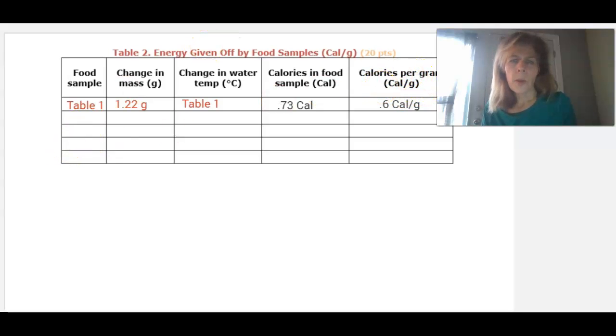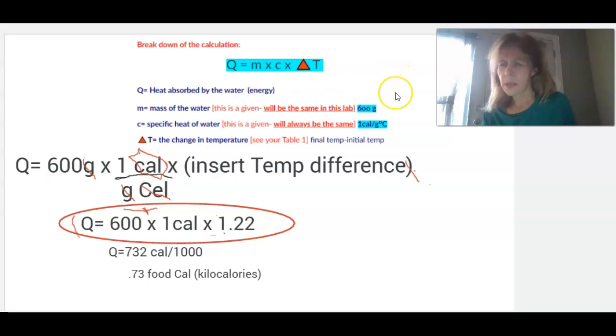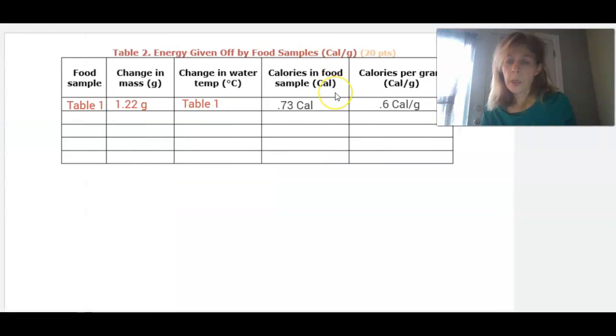So I agree the way the book did it was a little confusing because they didn't tell you what the 600 grams were. But it's a constant. For this investigation, it will stay the same. And the specific heat of water also stays the same. And it's related to the definition of what a calorie is. And so to find out the energy, 600 times 1 times your difference. And then take that and divide by 1,000 to get your kilocalories. And that is what you enter on your second table. Hope this helps.